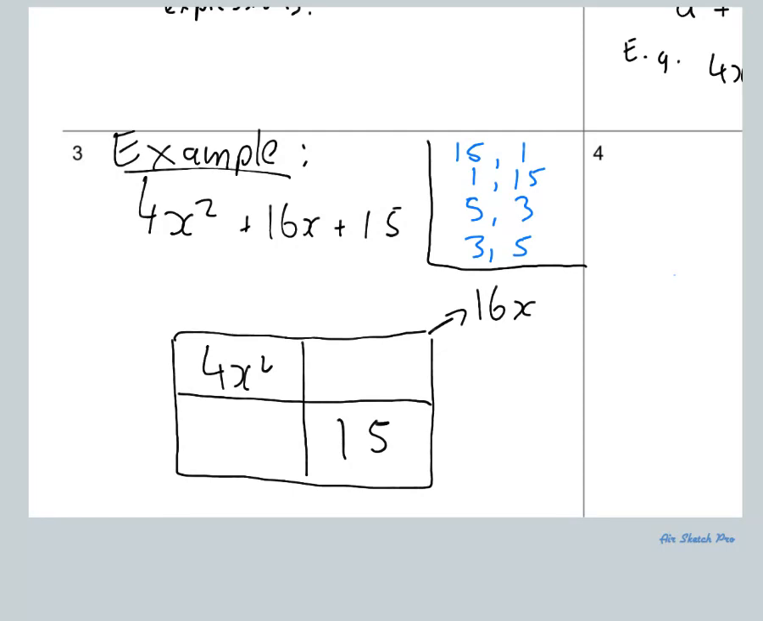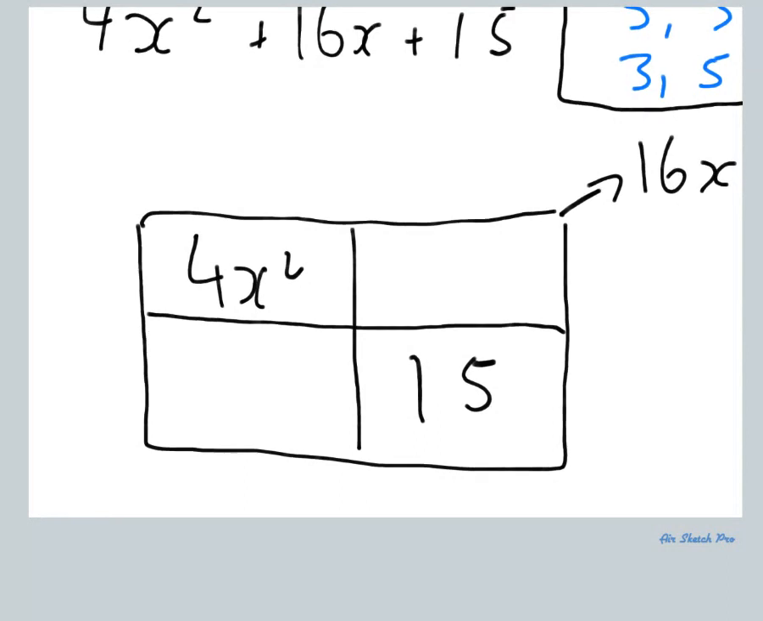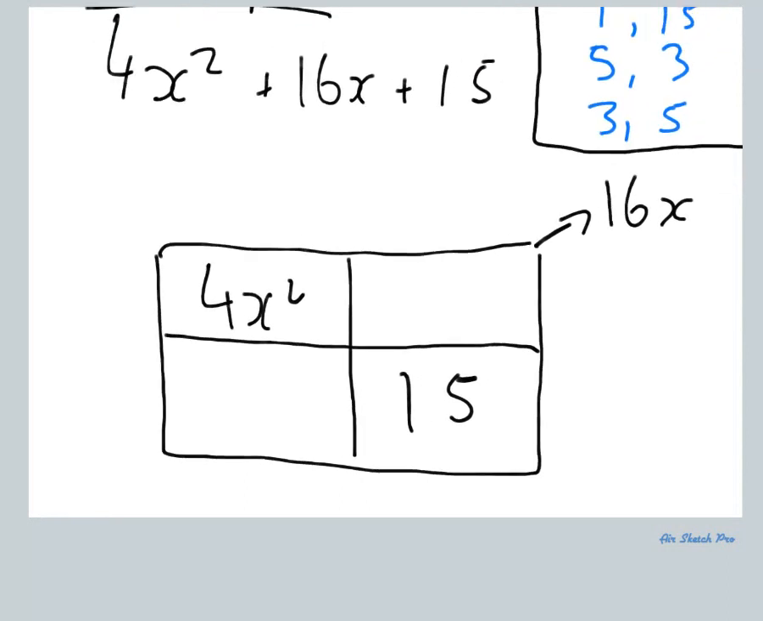So I'm going to zoom up on this box. I need to have two numbers that will multiply together to give me 4x squared. So an example of that would be 4x and x. 4x times x equals 4x squared. That's one possibility. There are more. Now that I've got that out of the way, I now need to consider pairs of numbers that will multiply together to give me 15. So an example of that would be 15 and 1.